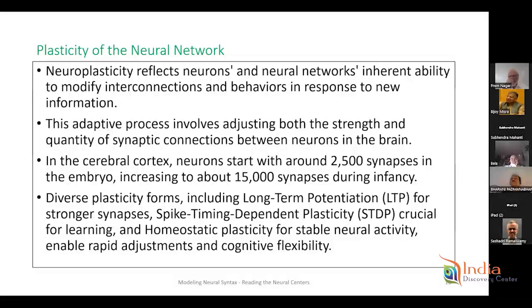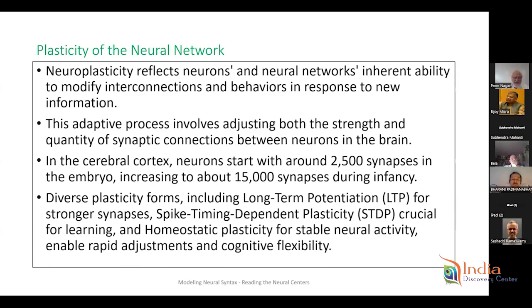Now, coming to plasticity, that is, how we adapt. Neuroplasticity reflects the inherent ability of neurons and neural networks to modify interconnections and behaviors in response to new information. This adaptive process involves adjusting both the strength and quantity of synaptic connections between neurons in the brain.